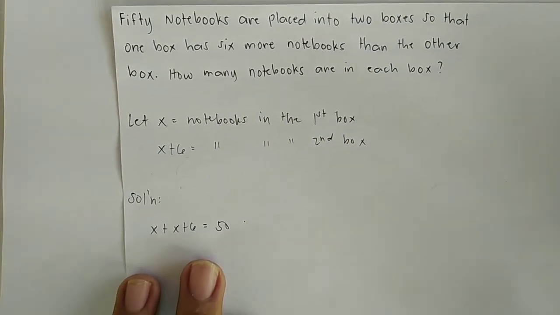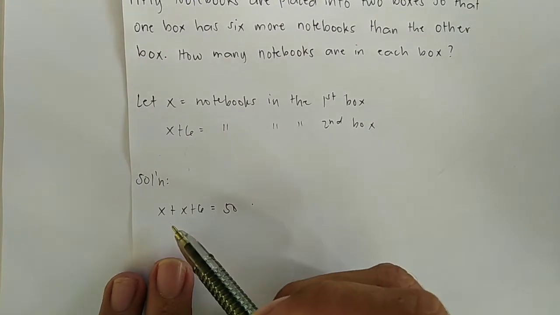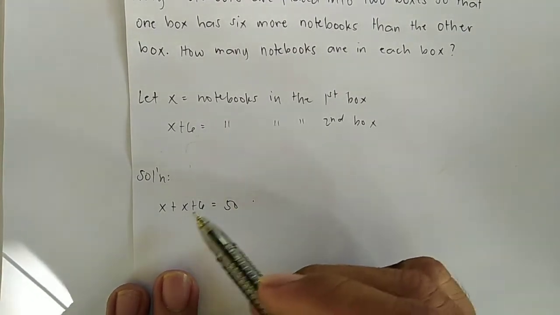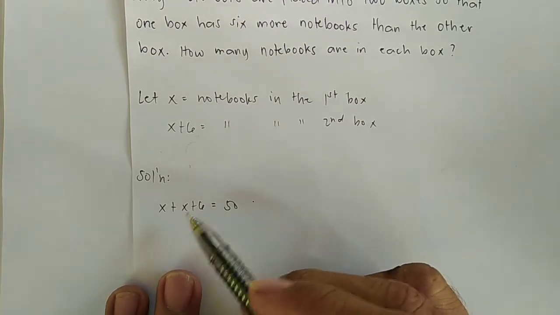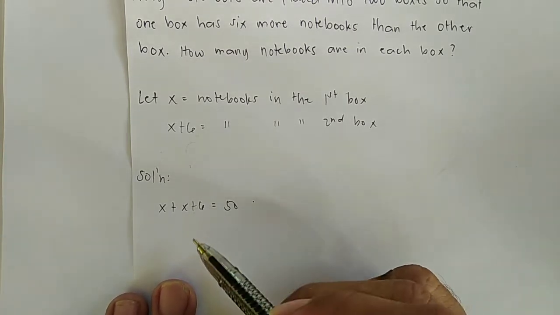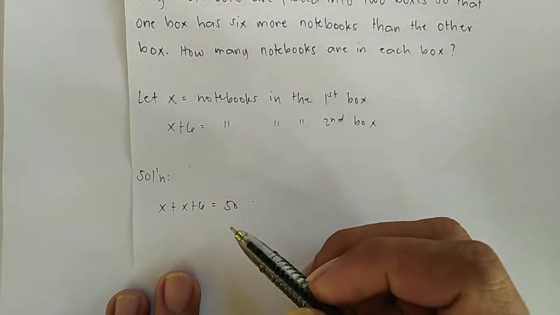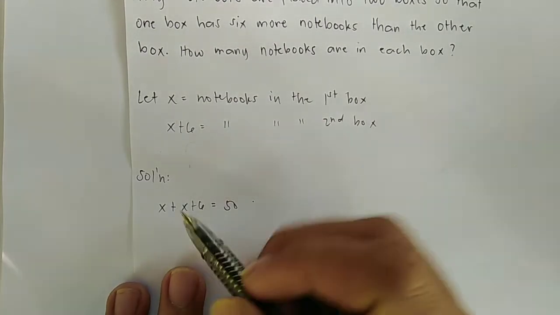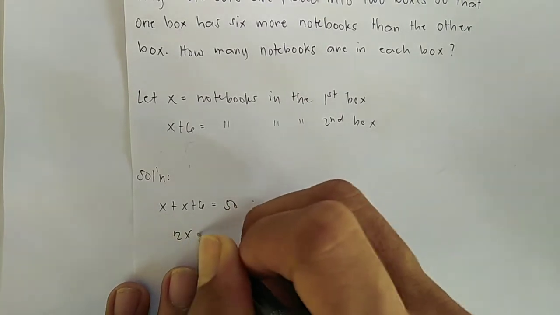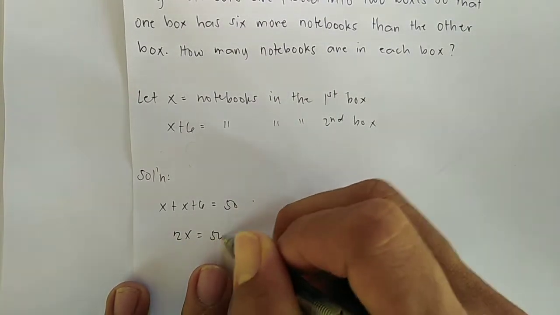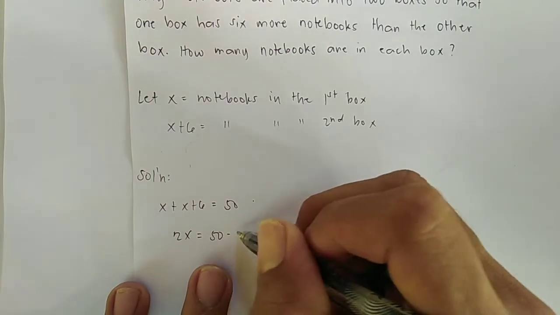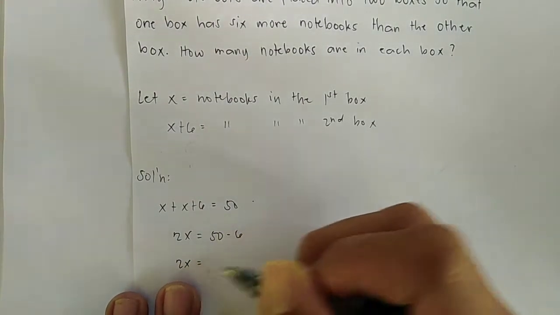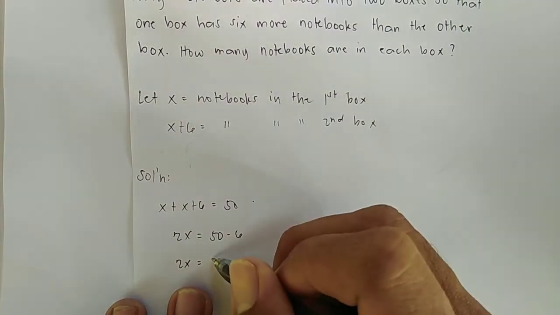So now, with that, notice that the resulting equation has common terms. So we have to combine this one so that we can get the value of x. So we have to combine same terms or like terms. So we have x plus x, that is 2x, equals 50. If we are going to transfer positive 6 to the other side, it will become negative 6. So we have here 2x is equal to 50 minus 6, that is 44.